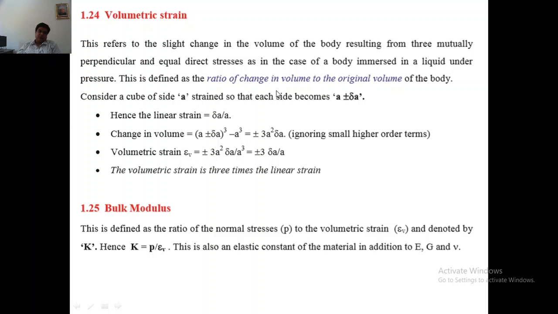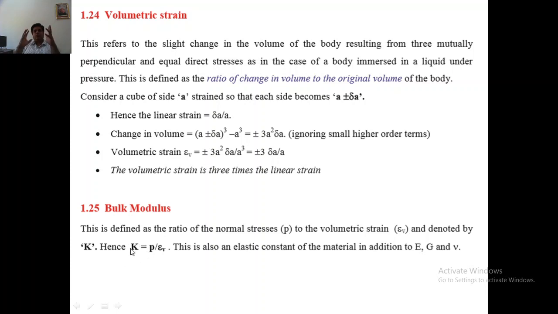So with respect to this, when you apply loads in all the 3 directions, it causes volumetric strain, and that ratio is called the bulk modulus. So we have one more modulus, called the bulk modulus. Just like modulus of elasticity and modulus of rigidity, we have one more modulus called the bulk modulus. So what is bulk modulus? Bulk modulus is nothing but the normal stress acting on the body in all three directions, divided by the volumetric strain. That is the bulk modulus.